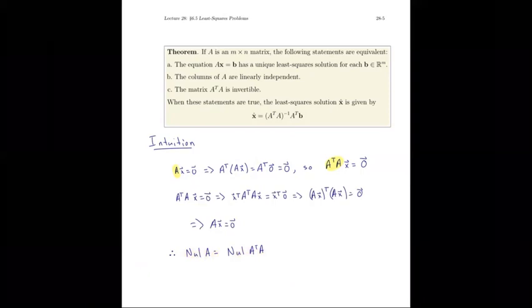Now, going the other way to prove equality here, we let there be an X such that A transpose AX equals 0. Now, if we multiply both sides of this by X transpose, and we'll see why in just a second, this is the trick to this part of the proof, then we have X transpose times 0 on the right-hand side, which is just 0.